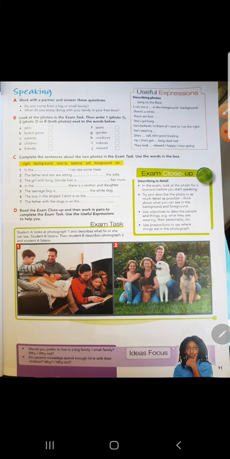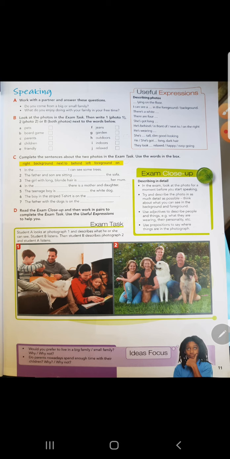Okay. Exercise A. Work with a partner and answer these questions. Do you come from a big or a small family? For example, I can say I come from a big family. Number 2. What do you enjoy doing with your family in your free time? Here you can say I love playing cards with my family or do a puzzle together, etc.